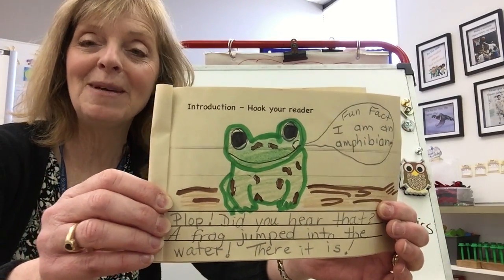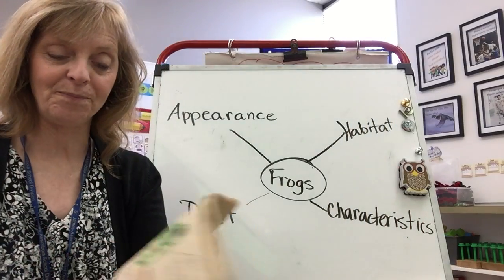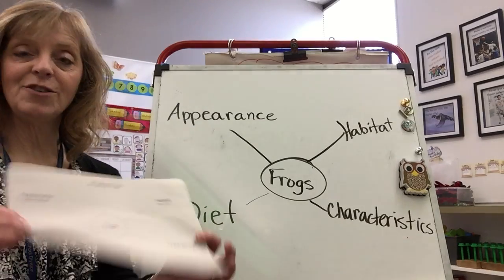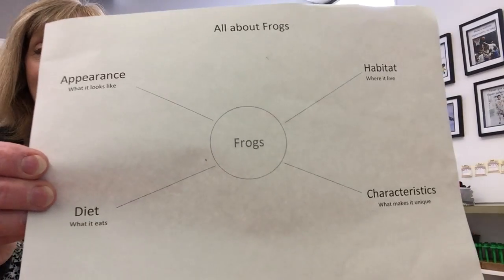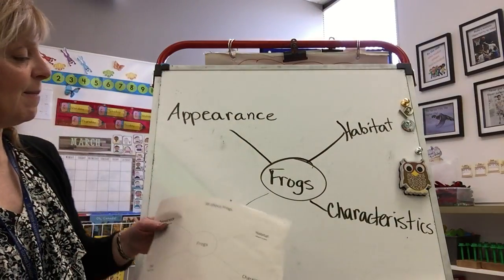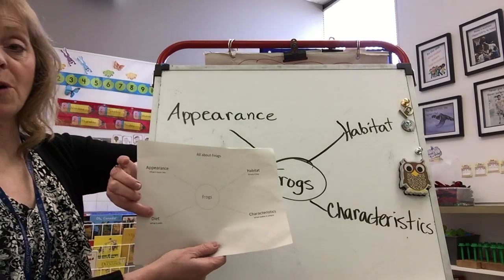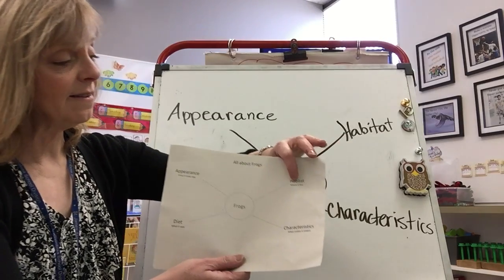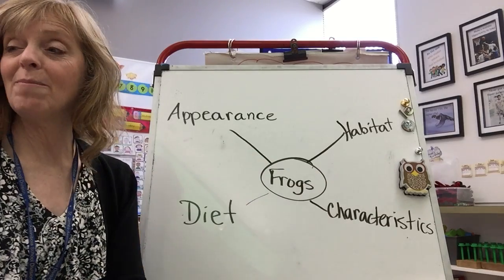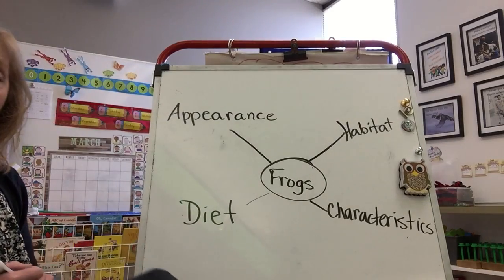And if you remember, an amphibian is a creature that has to have water and land, has to have both to live on. Now, what we want to do is to look at this sheet. If you could get this sheet out, your words are already written for you as well, and here's what the words are. They're the same as up here. Appearance, diet, which means what a frog eats, habitat, where it lives, and characteristics, what it does, what makes a frog unique. So I am going to write some in each category.